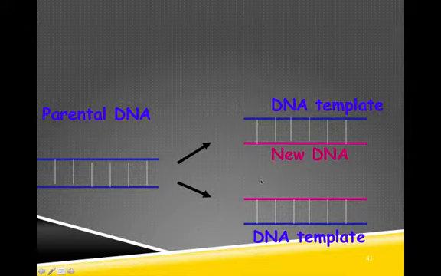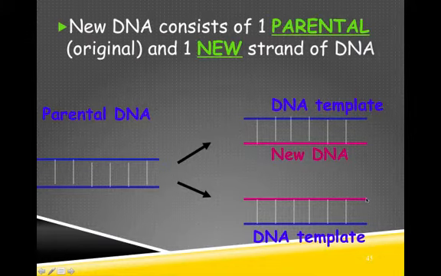Okay, so the two new cells in mitosis are going to have one strand from the parent and one new strand. This is why we call it semi-conservative. We conserve the parental DNA, but we do have some new DNA. Okay, so both cells end up with one strand from the parent and one new strand. The new DNA consists of one parental or original strand and one new strand of DNA, which is what I just explained.